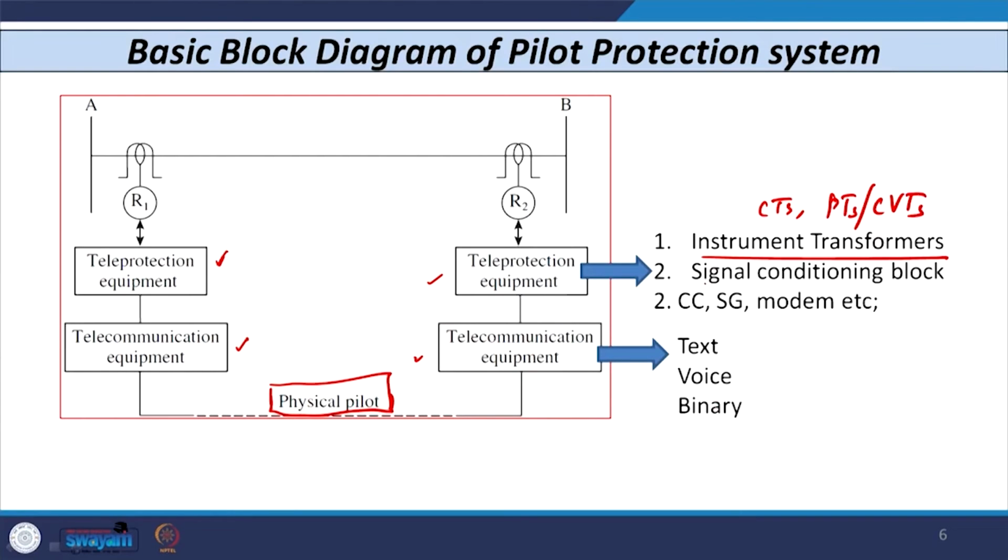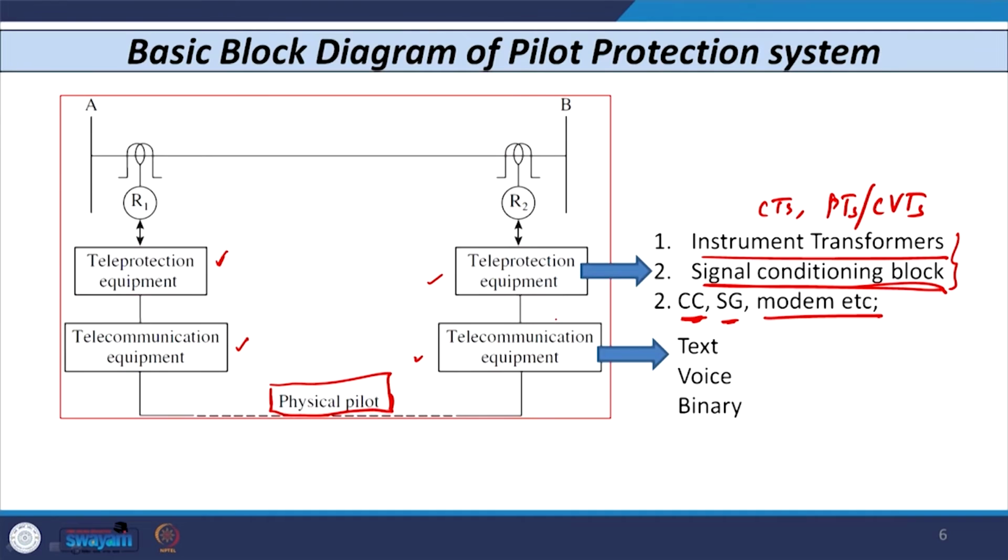It also contains the signal conditioning block. So, maybe any type of filtering block, isolation transformer, maybe some logic multiplexer, sampling and hold circuit, all that is available in the signal conditioning block. It also contains the coupling capacitors, meaning if along with protection I want to achieve monitoring and signaling, that is tele signaling and telemetering, then we can use coupling capacitor, spark gap, and modem also. So, all these devices are available in the teleprotection equipment.